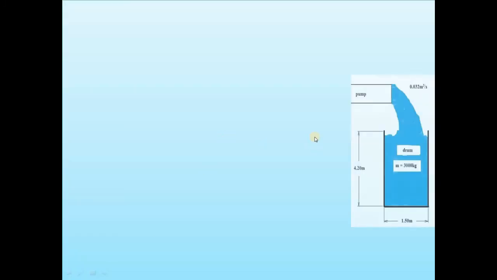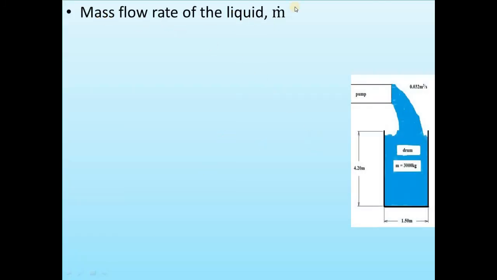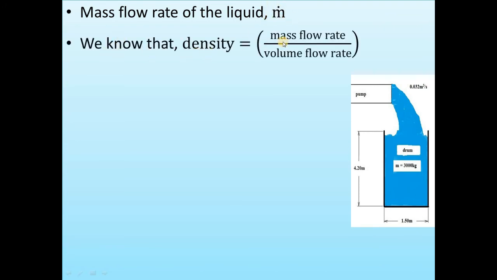Now we will find the value of mass flow rate of the liquid, which is taken as m dot. For finding the value of m dot, we will use the formula of density, and the formula is density is equal to mass flow rate divided by volume flow rate. In this formula we know the values of density and volume flow rate, so we can easily find the value of mass flow rate. Okay, so we'll write down the formula, and the formula is rho is equal to m dot by v dot. Therefore m dot will be equal to rho into v dot.